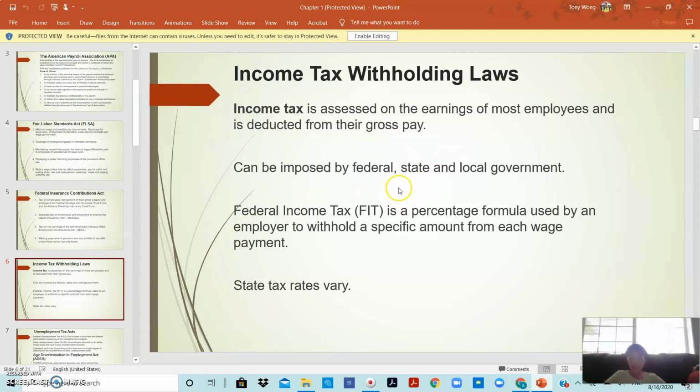At the end of the tax year, each person files a tax return and they compare the income tax withheld from their employee with the actual tax that they need to pay on the income tax, and get a refund, or they need to pay back to the government. This is called federal income tax. Federal income tax is a percentage formula used by the employer to withhold a specific amount from each wage payment. And the state also, the employer also withholds some state tax too.